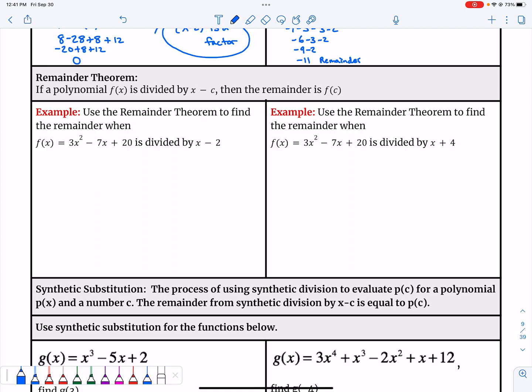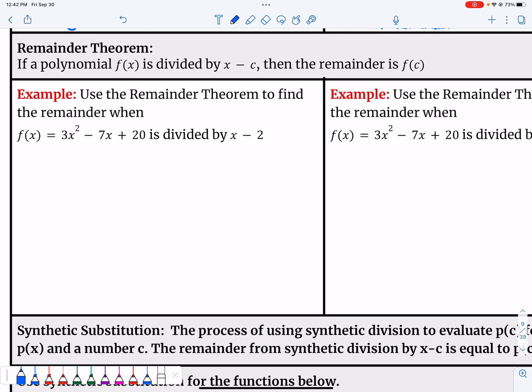So the remainder theorem is, if you have a polynomial that's divided by x minus c, the remainder is f of c. So use the remainder theorem to find the remainder when we have f of x equals 3x squared minus 7x plus 20 divided by x minus 2. You could use synthetic division or synthetic substitution. It doesn't really matter which one is quicker. They're both pretty quick. So we have 2 that would go in the box because that's our root, x equals 2. We have 3, -7, and 20.